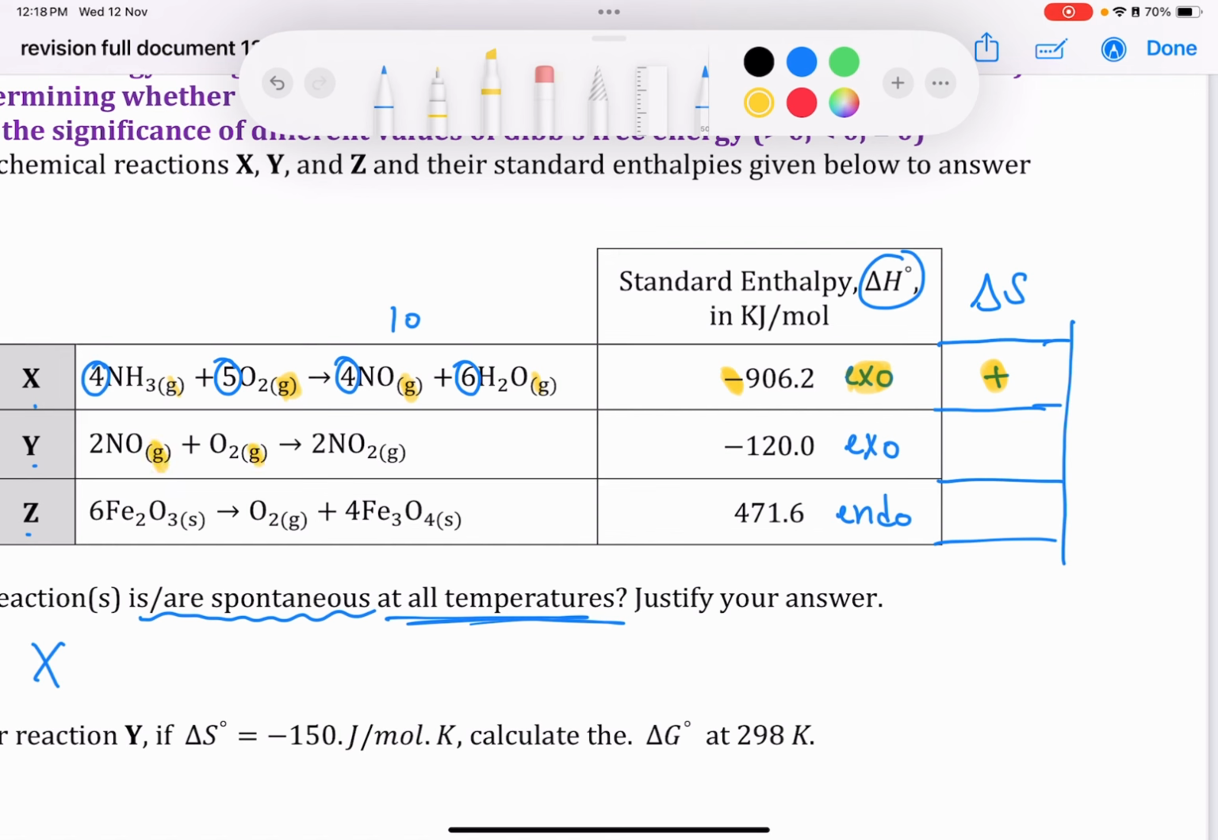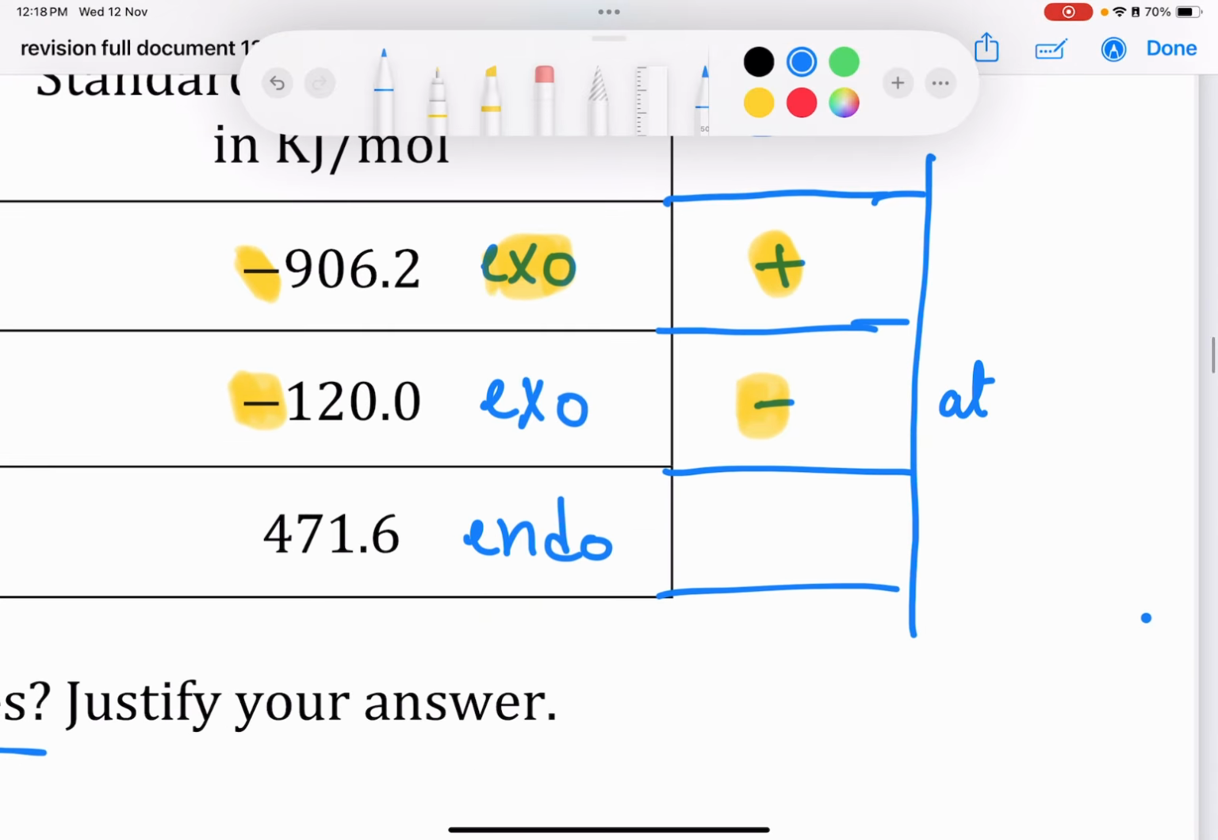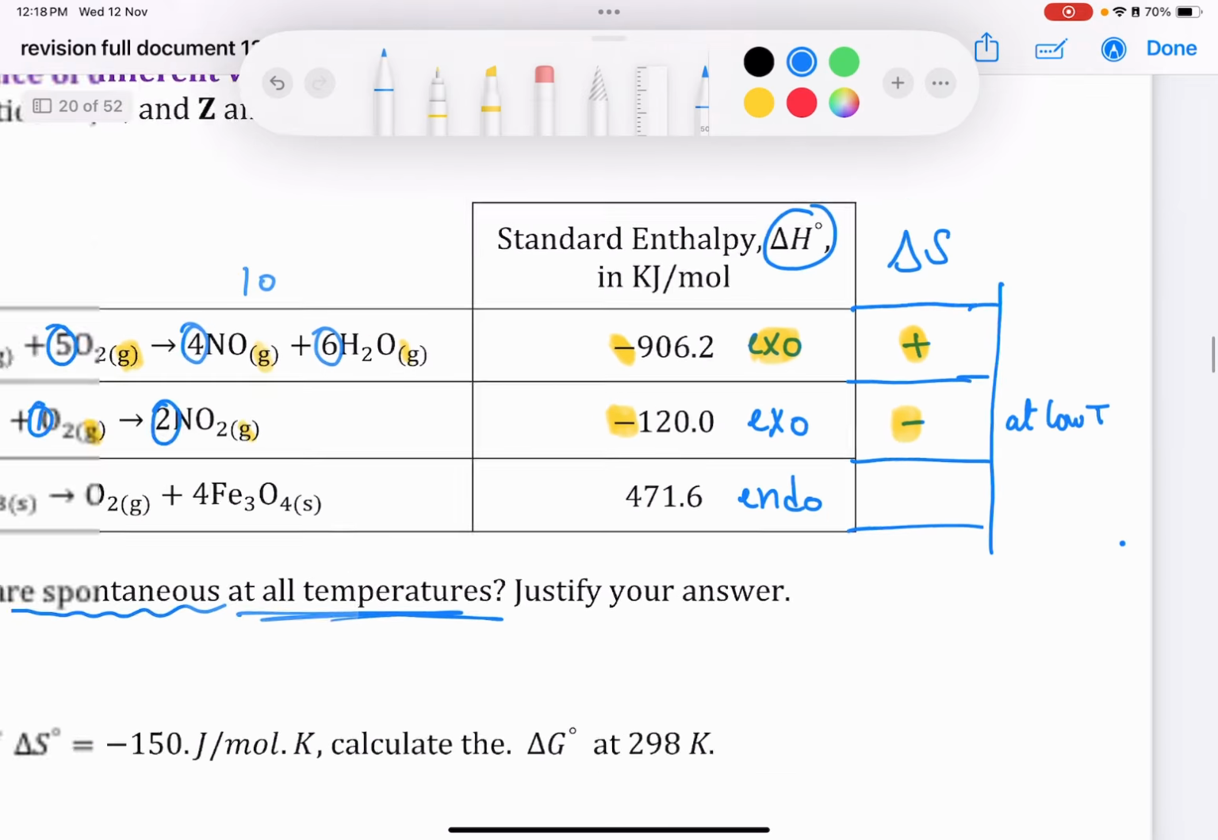Now, let's continue to the second one. I have a gas and I have a gas, and this is a gas. So the state is not going to help me. Let's count. I have 3 dropped to 2. So the entropy decreased over here. And when both are negative, delta H and delta S, this reaction is spontaneous only at low temperature.